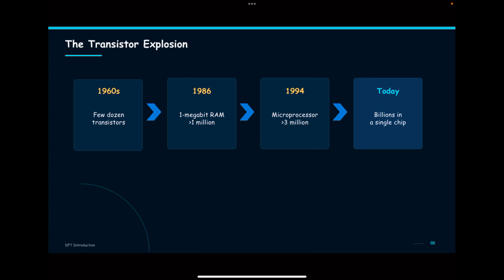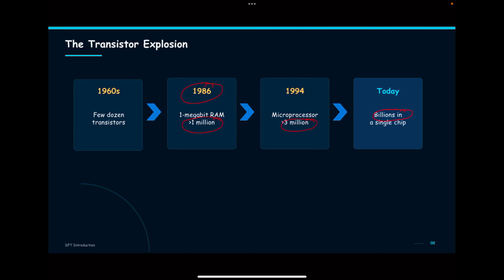Let's take a look at the transistor explosion. To understand why modern testing is so different, we have to look at how rapidly the hardware itself evolved. In the 1960s, we had a few dozen transistors in a chip. In 1986, the first megabit random access memory, which had 1 million transistors, came. And in 1994, the microprocessor had 3 million transistors. But with today's technology, we have billions of transistors in a single chip.